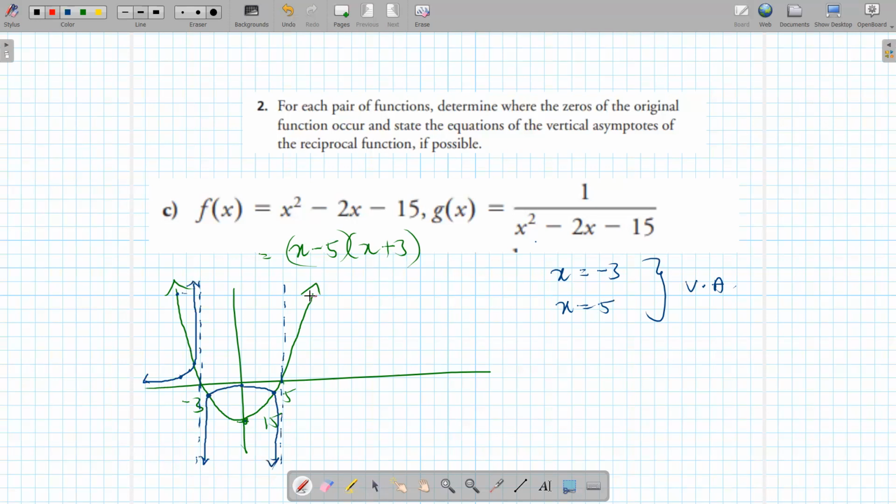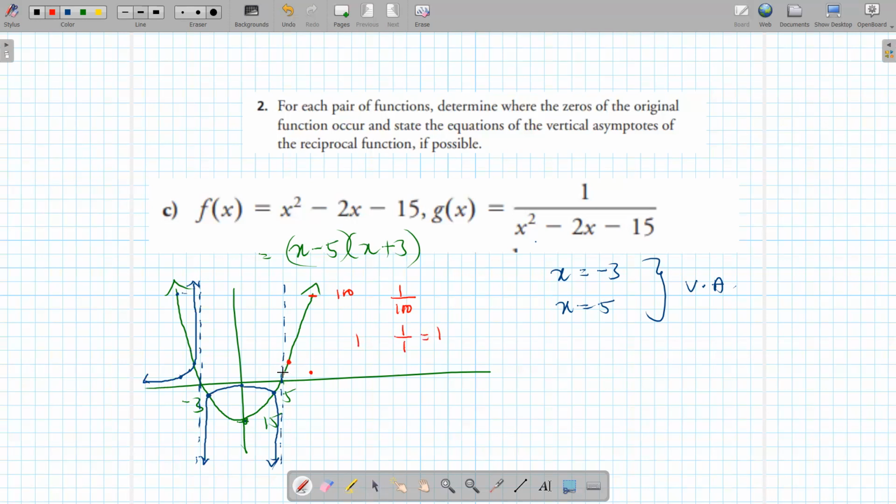Now look at this. Let's say the y value here is 100, right? For the main function. That means for the reciprocal function, it's going to be 1 over 100. Reciprocal just means flip it upside down. So that point for the main function becomes 0.01 for the reciprocal function. Let's say here, for the main function, the y value is 1. For the reciprocal function, it's going to be 1 over 1, which is still a 1. So that point doesn't change.